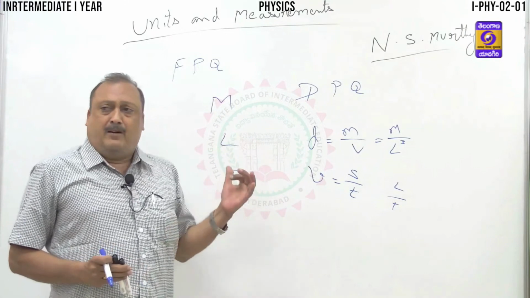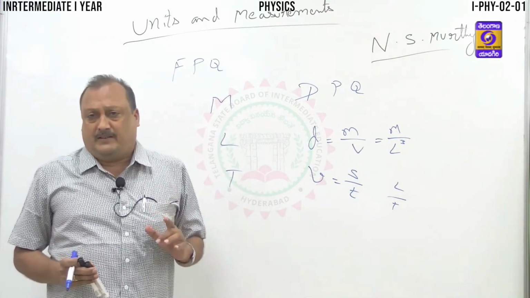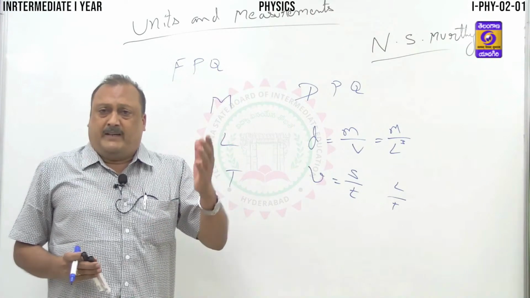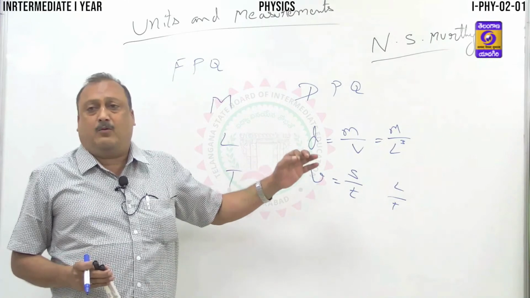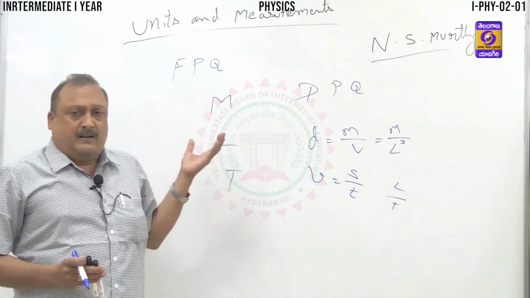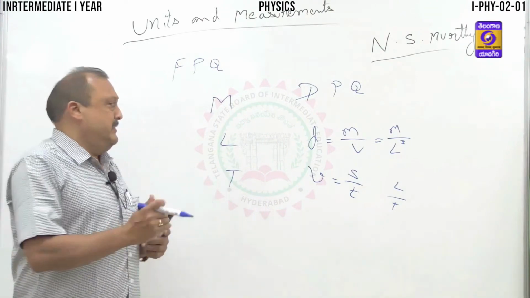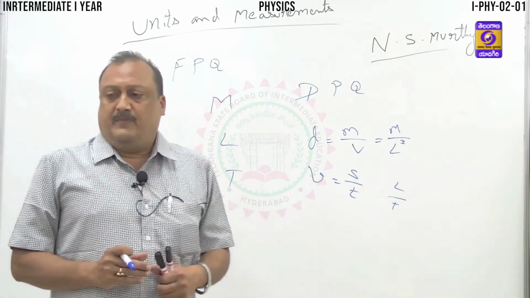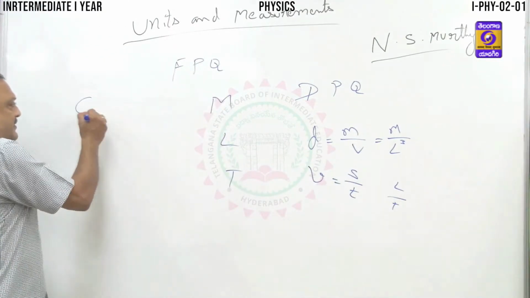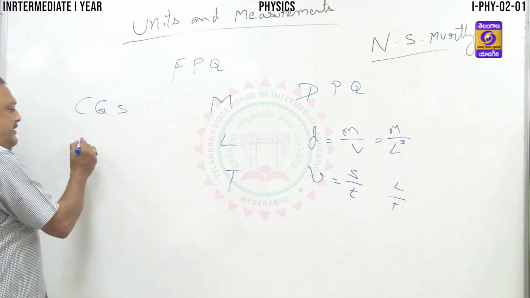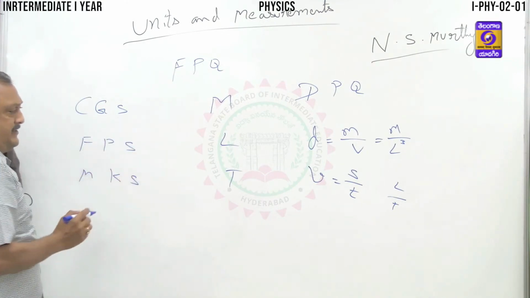Mass, length, time are independent physical quantities. That's why those are fundamental physical quantities. The physical quantities that depend on fundamental physical quantities are called derived physical quantities. To measure fundamental physical quantities, there are three systems. Number one, CGS system. Second one, FPS system. And third one, MKS system.